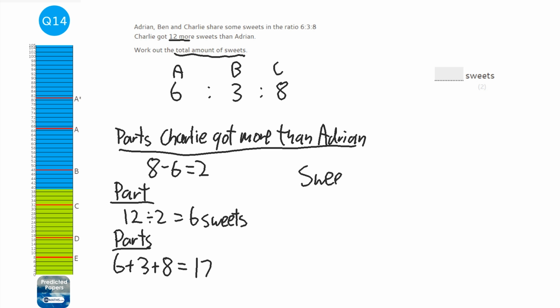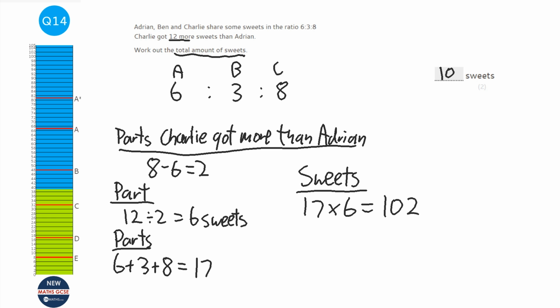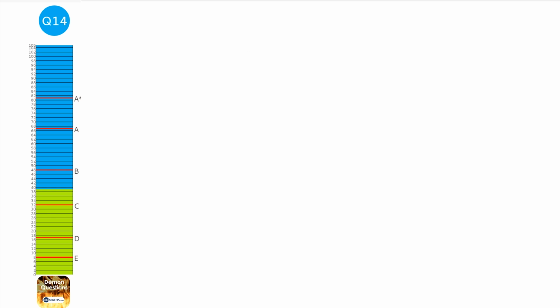So to work out the amount of sweets, we do 17 times 6. Now we could do 7 times 6, which is 42, 10 times 6, which is 60. So add the 2 together, it's 102. So there are 102 sweets altogether.